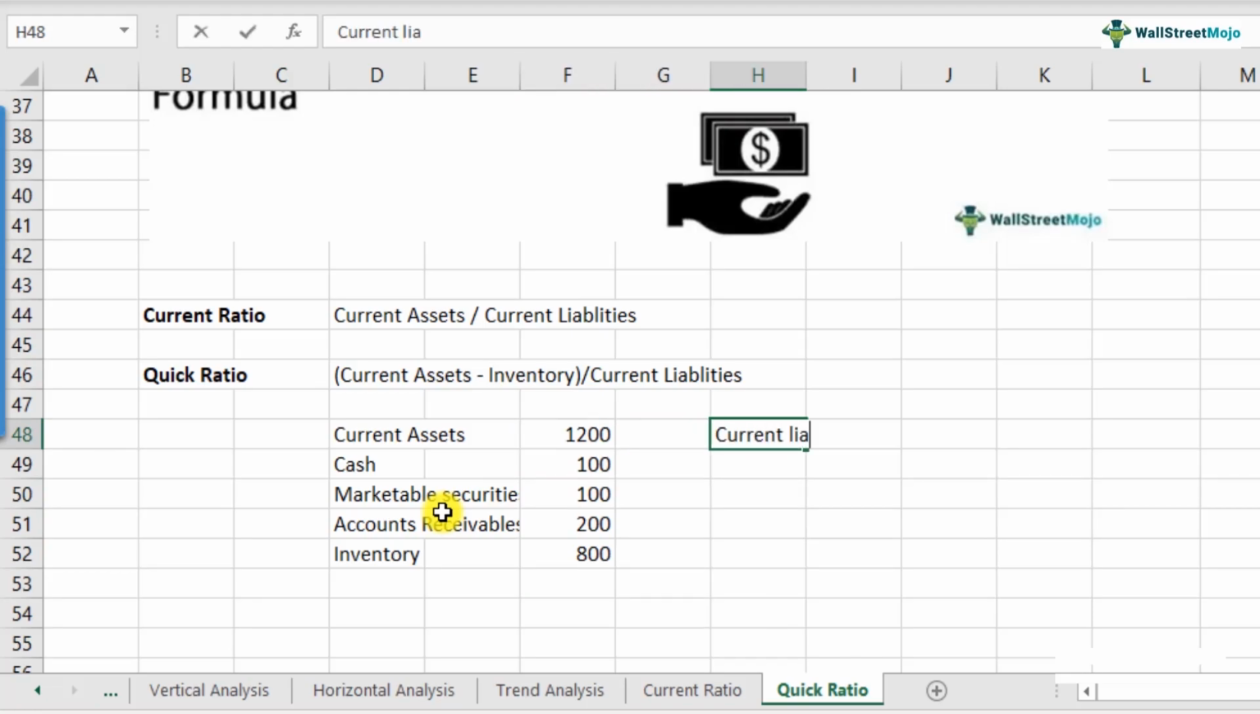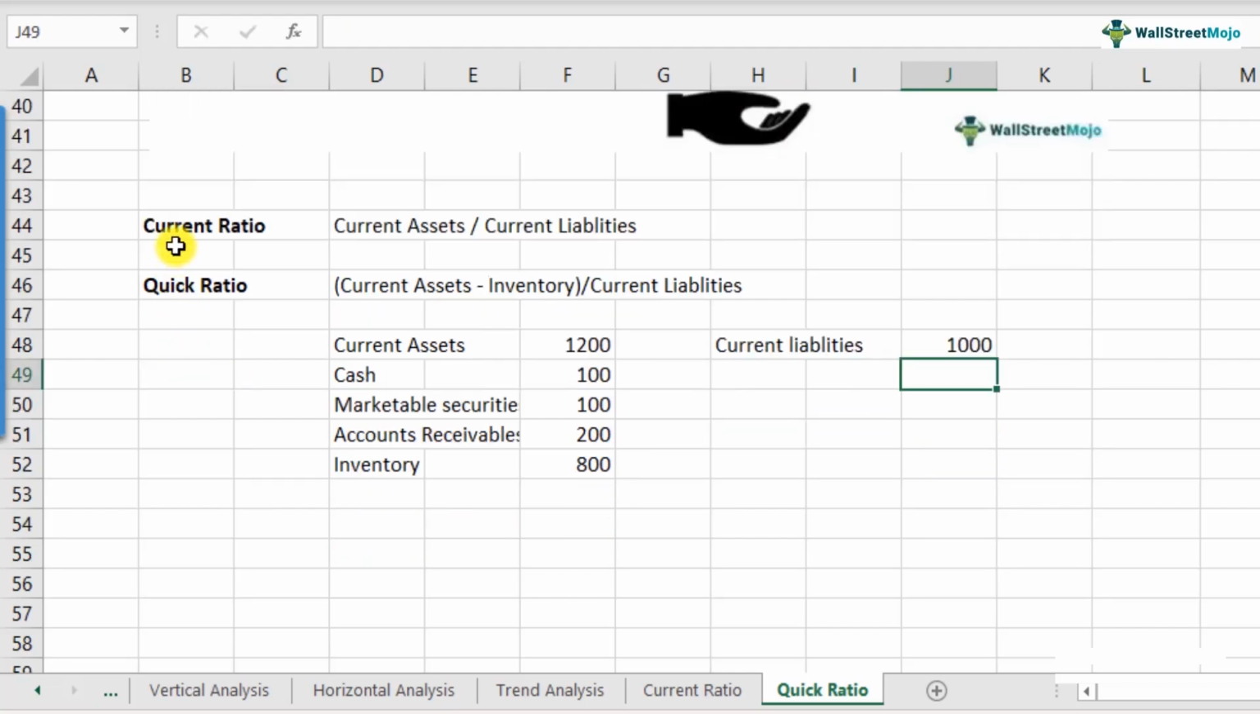Let's take the current liabilities. Though the bifurcation won't be important, I'll just give you some random number. Let's say it's 1000. If you calculate the current ratio, how much will it be? Current ratio will be current assets 1200 divided by current liabilities, right? We get this as 1.2. How do we interpret? If you remember from our last video, we did say that if current ratio is greater than 1, it's a good situation to be in. It seems like a good position for a company. Current ratio greater than 1 is a good position.